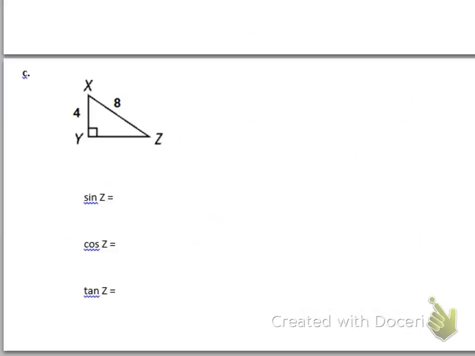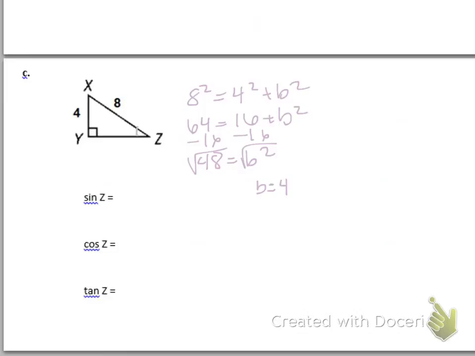Okay. For our last one, we're coming from angle Z. Looks like I need to find this right here. Okay, I already have my c, so I get 8 squared because that's my hypotenuse. 4 squared plus b squared. 8 squared is 64. That's 16. We're solving for b, so we need to subtract 16. So 64 minus 16 gets me 48. Opposite of squaring is square rooting. Square root of 48 gets me 4 square root 3, so this represents 4 square root 3.